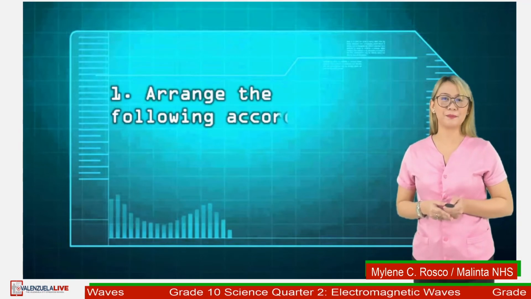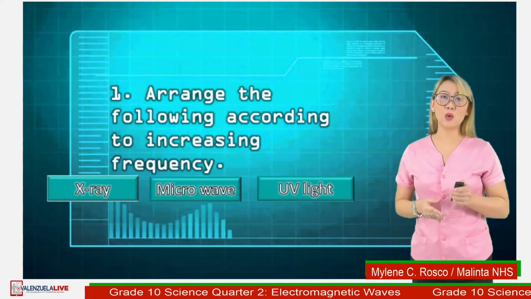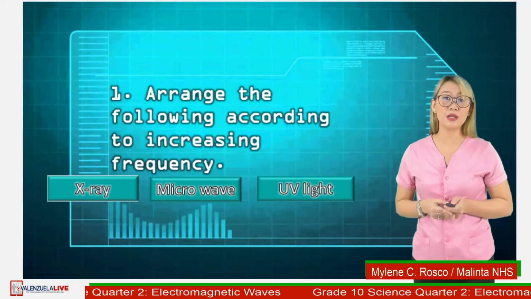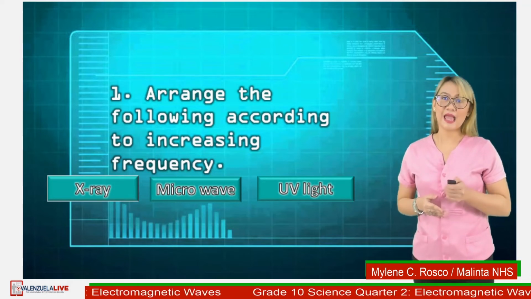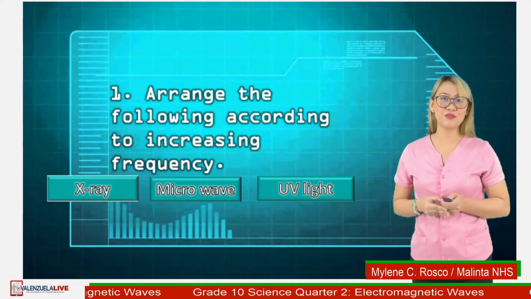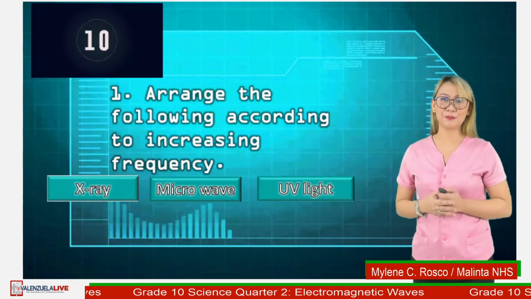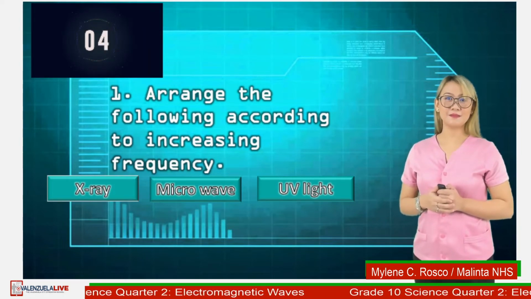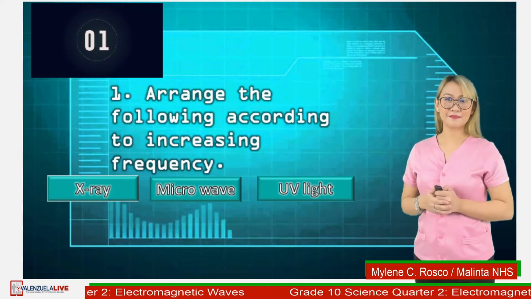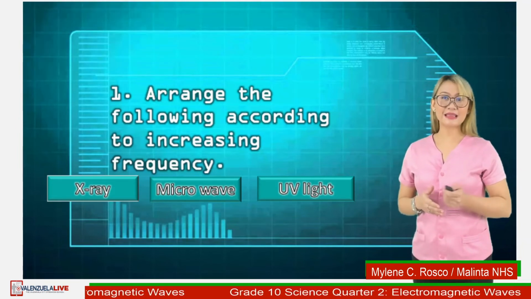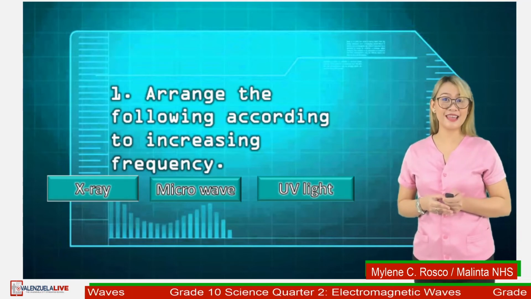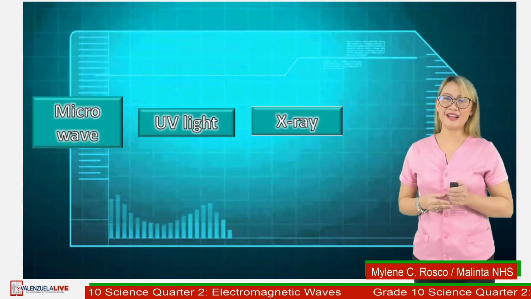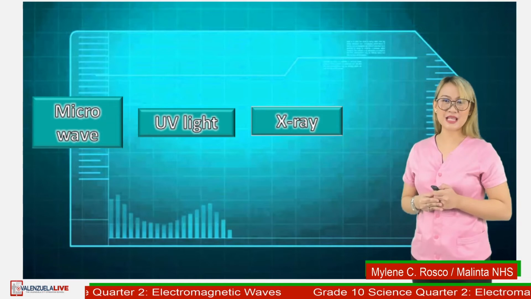Question number 1. Arrange the following according to increasing frequency: X-ray, microwave, UV light. 10 seconds, go. All right, time is up. The correct order is microwave, UV light, and X-ray. Good job, students. So let's have the next question.